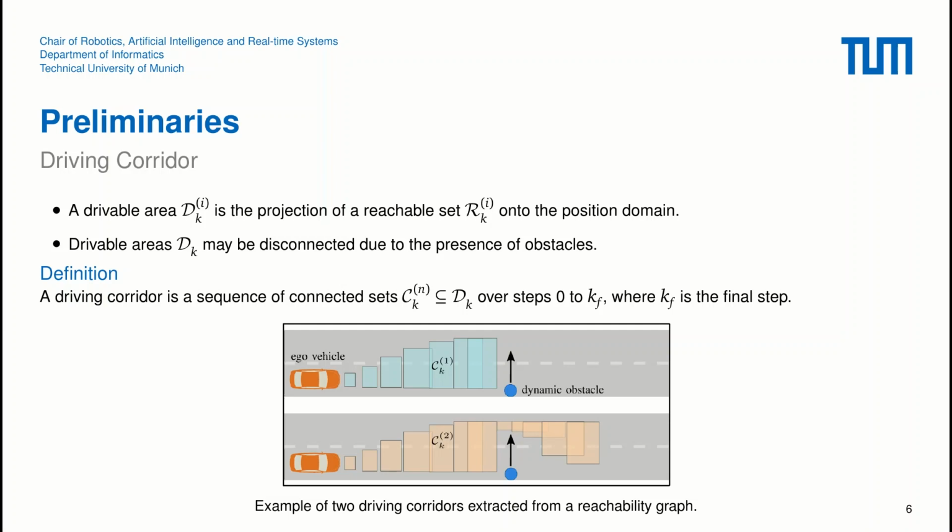Here in the figure we show a situation where there is a crossing pedestrian and the ego vehicle detects two driving corridors. The corridor on the top corresponds to a braking maneuver in which the vehicle would stop in front of the dynamic obstacle. The corridor on the bottom corresponds to an evasive maneuver through the narrow gap between the obstacles and the road boundary.